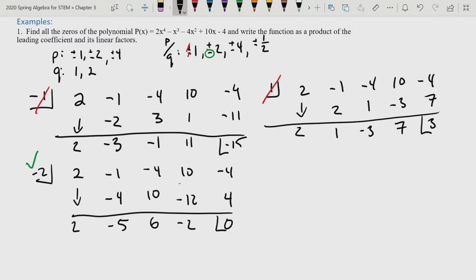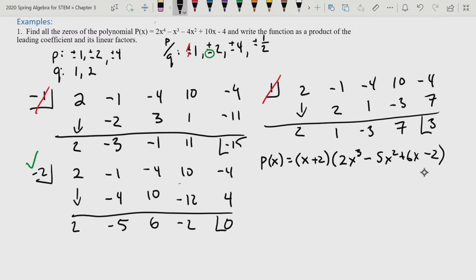So far, now we know our original polynomial p of x factors into x minus -2, so that's x plus 2, times a polynomial given here, which is going to be 2x to the 3rd, which is 1 less than 4, minus 5x squared plus 6x minus 2.